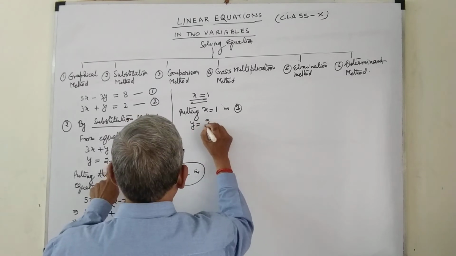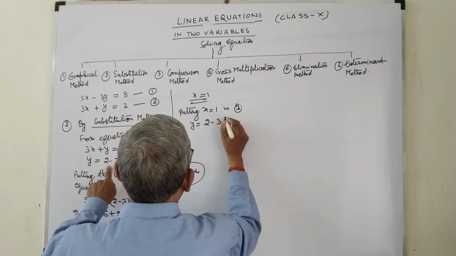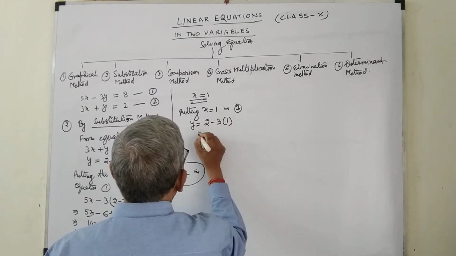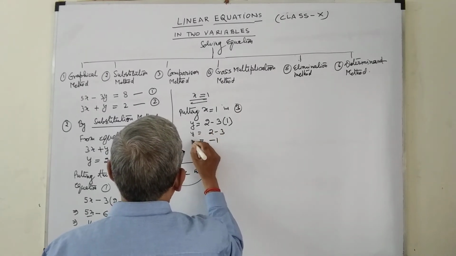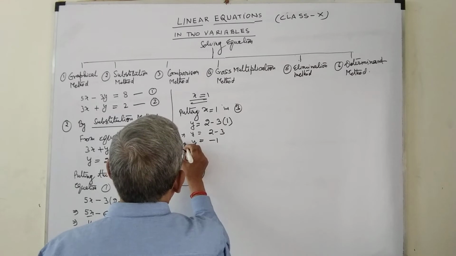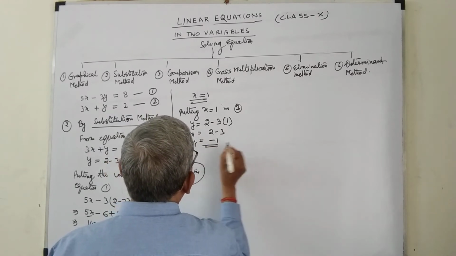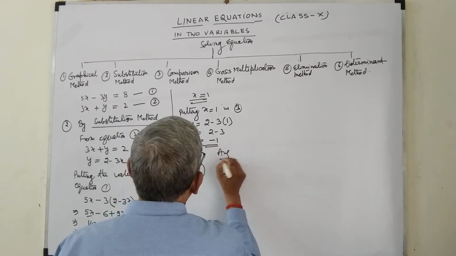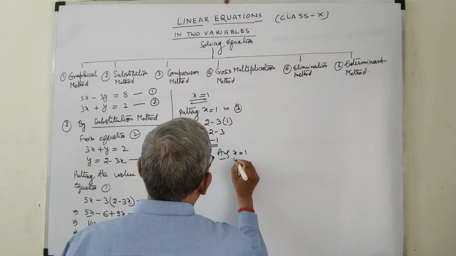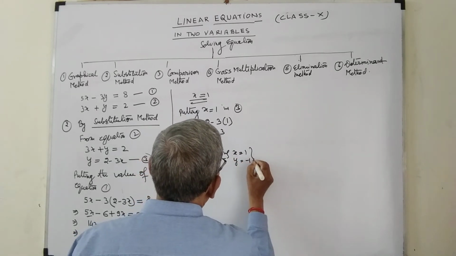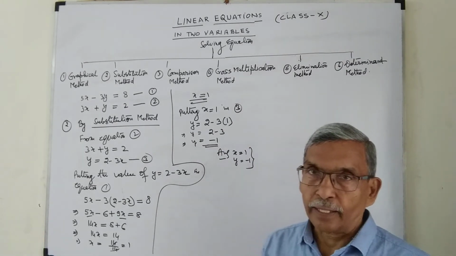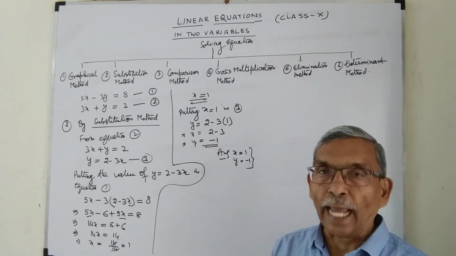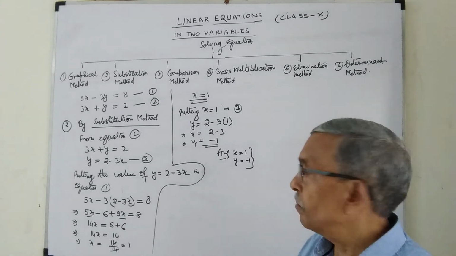So it will be 2 minus 3 into 1. So it is 2 minus 3, that is minus 1. So y is equal to minus 1. So you got this. This is the answer: x is equal to 1 and y is equal to minus 1. Now whether our answer is right or wrong, how will we know?